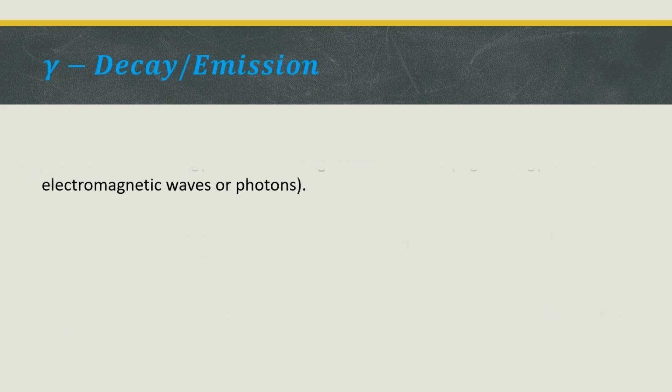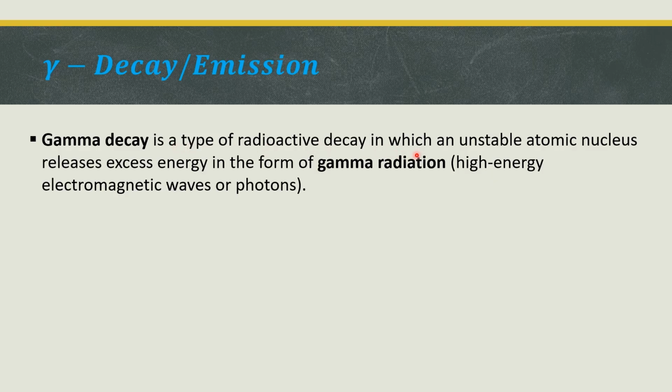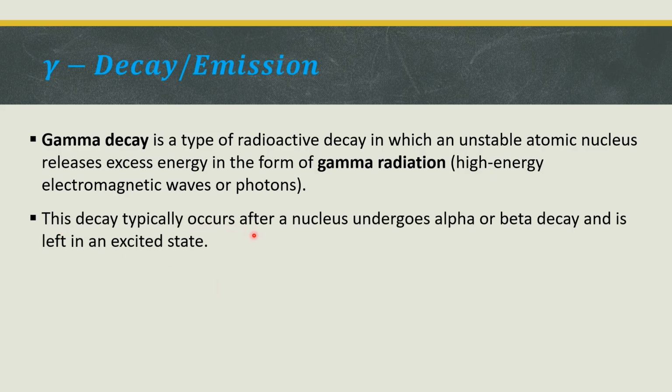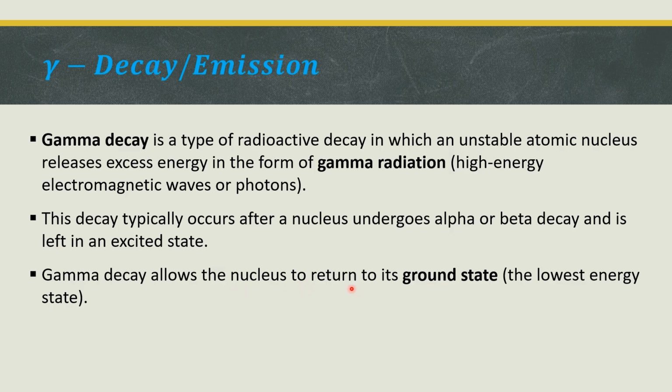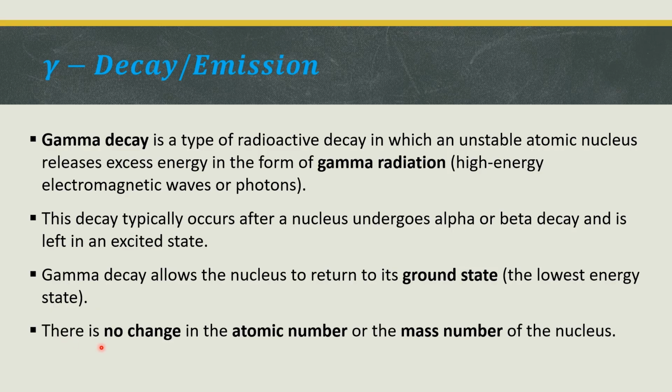The next one is gamma decay, or gamma emission. Gamma decay is a type of radioactive decay in which an unstable atomic nucleus releases excess energy in the form of gamma radiation, that is, high-energy electromagnetic waves or photons. The decay typically occurs after a nucleus undergoes alpha or beta decay and is left in an excited state. Gamma decay allows the nucleus to return to its ground state, the lowest energy state. In going from the excited state to the ground state, some energy is released, which is gamma decay or gamma emission. There is no change in atomic number and no change in mass number.